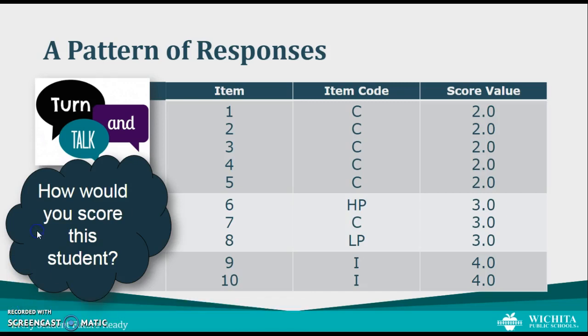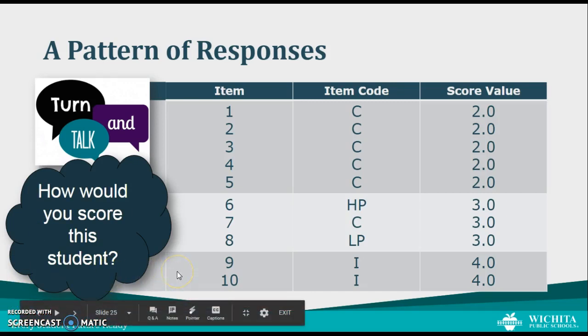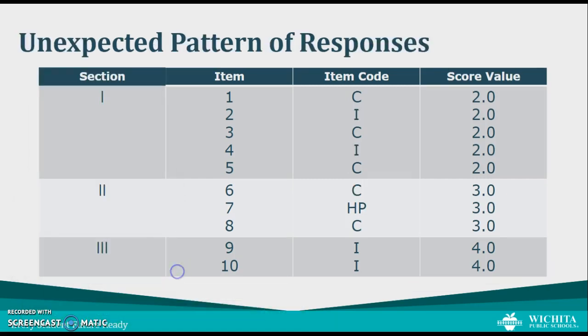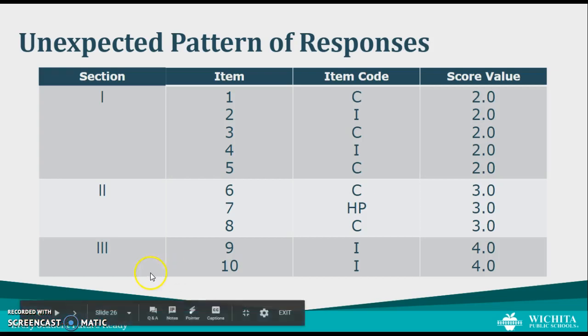So there are times when we have unexpected answers to questions, and this is where it can get tricky. So if you look at this student, they got all of the 3.0 correct or high partially correct, which would give them a score of 2.5. However, you notice that they missed 2 of the 2.0 items on this assessment. So this pattern is referred to as an aberrant or unexpected pattern of responses.